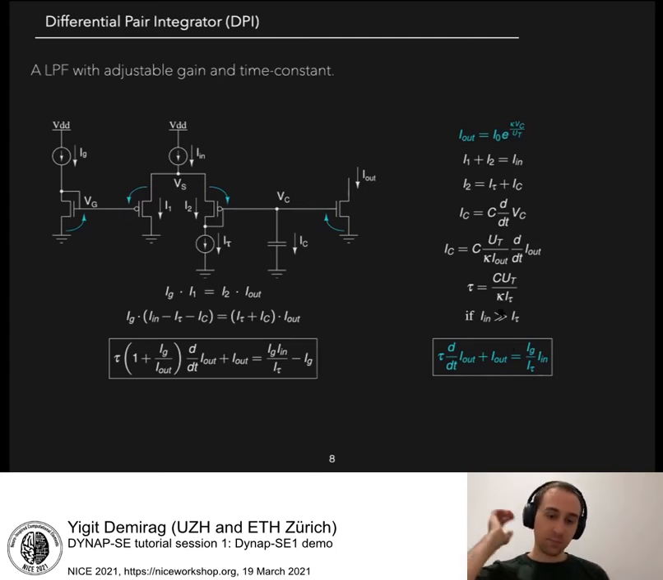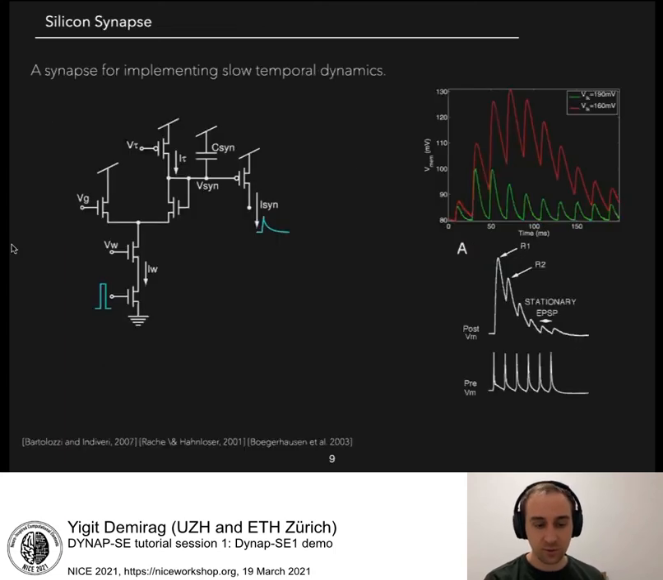So why is this circuit important? Why is this one of the critical parts? Because it's a low pass filter with adjustable gain and time constant. By changing the time constant of this circuitry, we can tune the time constant of our circuits and match it to the incoming signal. So we are going to use this circuit both in our synapses and also in neural circuits in order to match the external time constants.